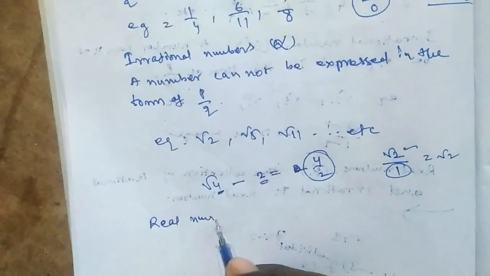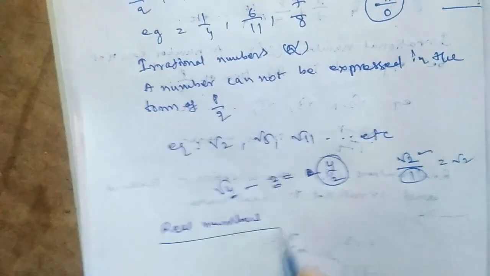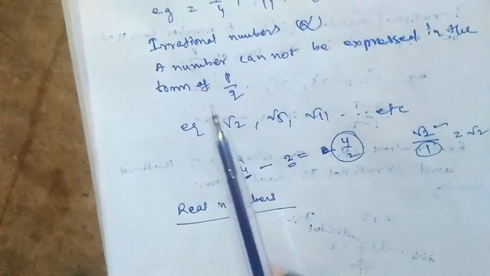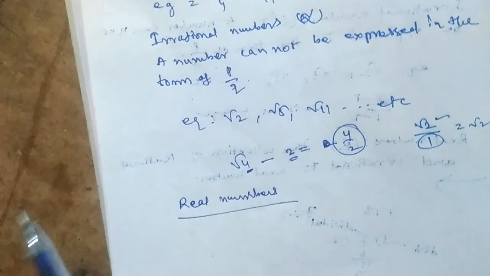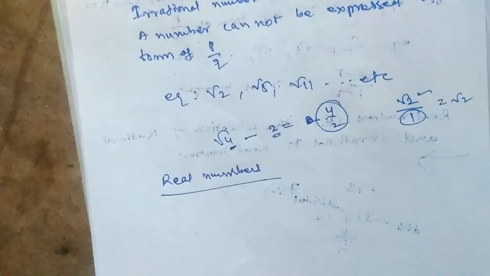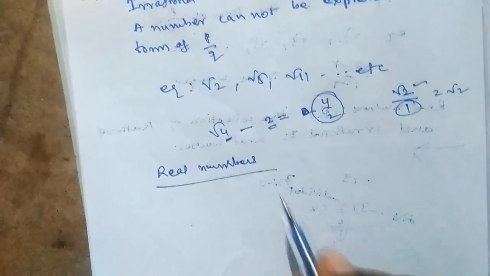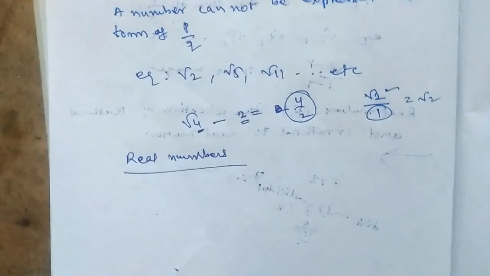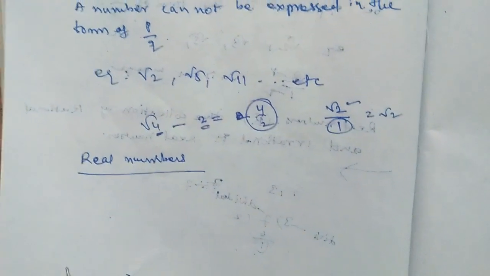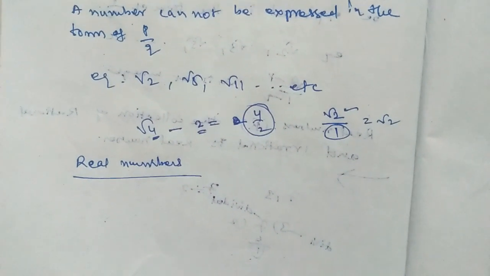Real numbers. The definition: the collection of rational and irrational numbers is called real numbers. The collection of rational and irrational numbers are called real numbers. Now I am going to explain a small concept.